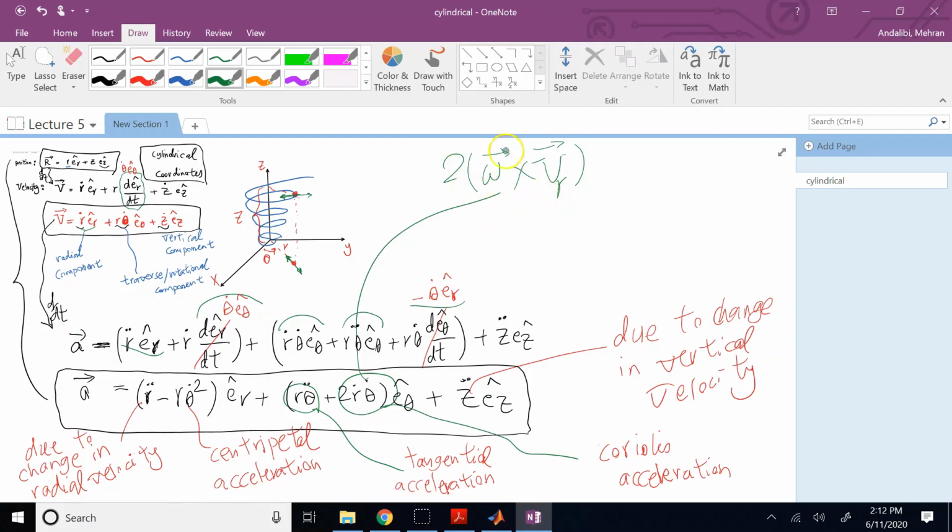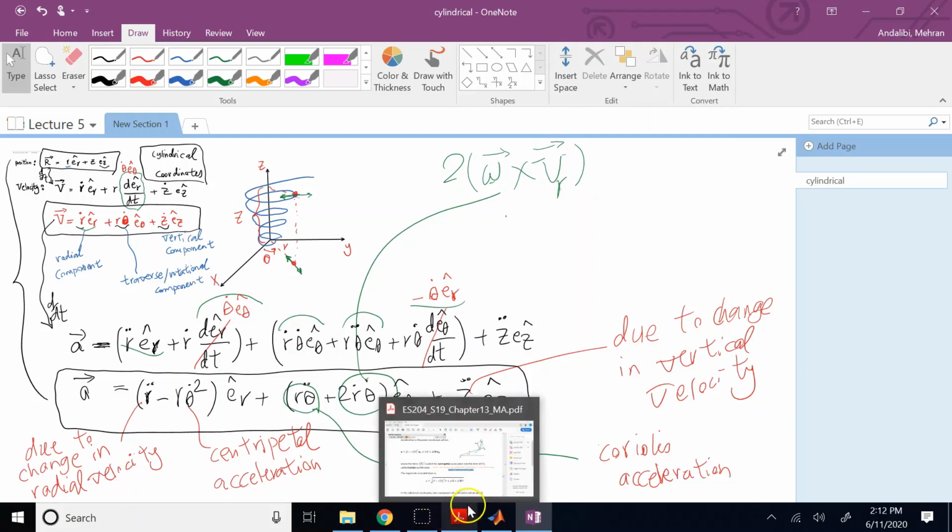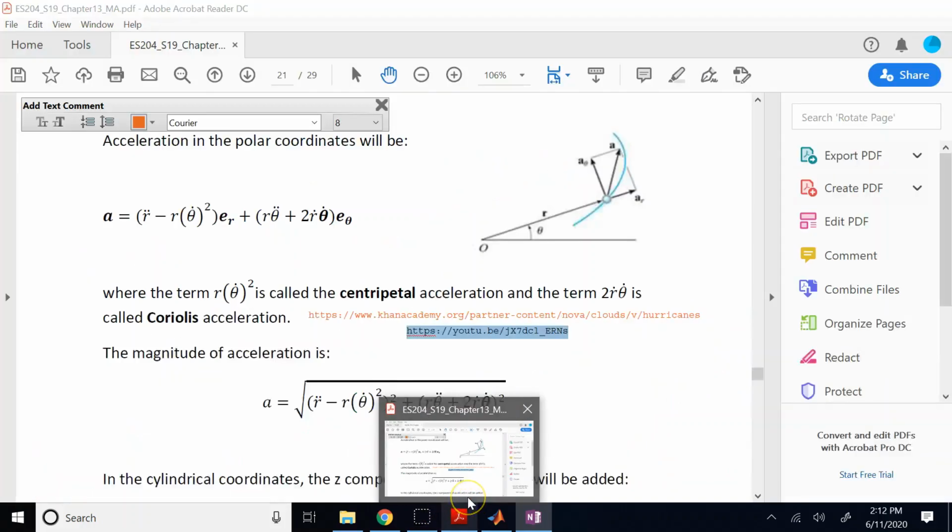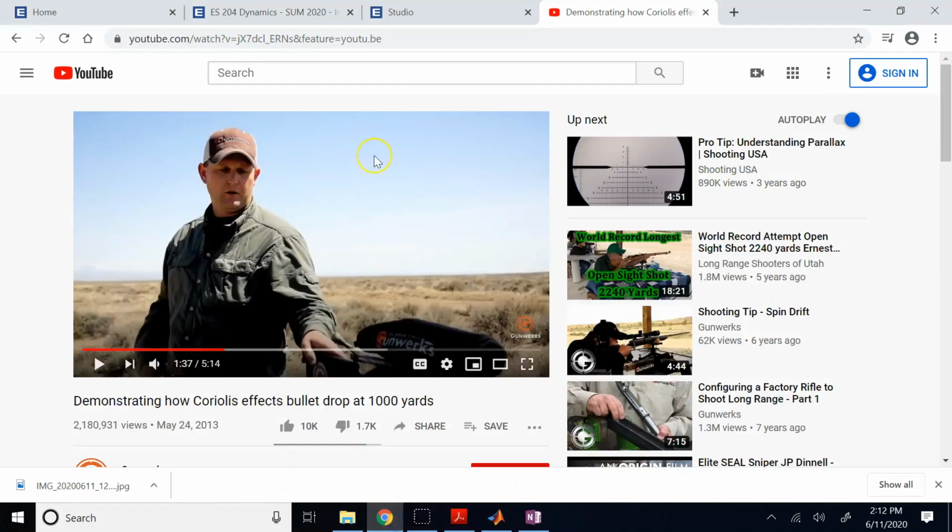And since this is a cross product, if the sign of one of the terms changes, the whole thing changes its sign. So if this is the same, but this one changes in the opposite direction, the whole thing changes its direction, and that makes the Coriolis force either upward or downward, making the bullet hit above or below the target. And here he is demonstrating it.